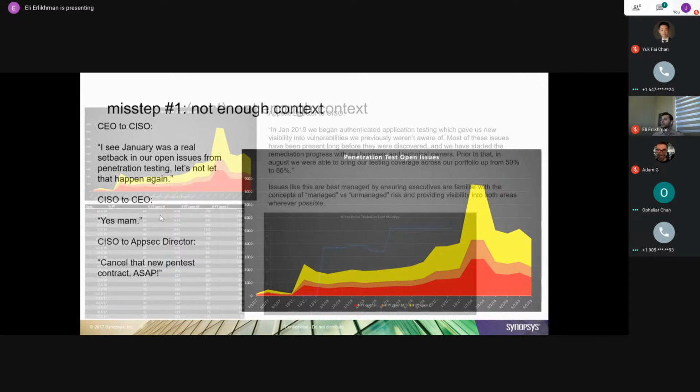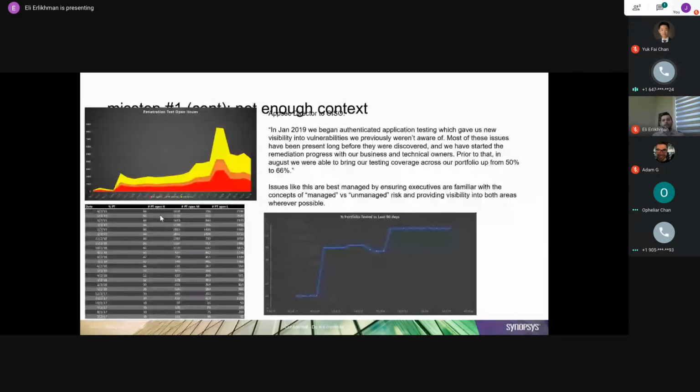Here's another example. Same data, but what it says is that in January 2019, we changed the way we do penetration testing. We're now doing authenticated penetration testing, and that allows us to find a lot more vulnerabilities. We also increased the coverage. Now we're testing more applications. Because of all the other good things we're doing, this is why we're finding more. It's not because those issues didn't exist. They were always there in production. It's just that now we're aware of them. So again, it's the same chart, but there's different context, and now you're going to have a very different reaction when you present that data.